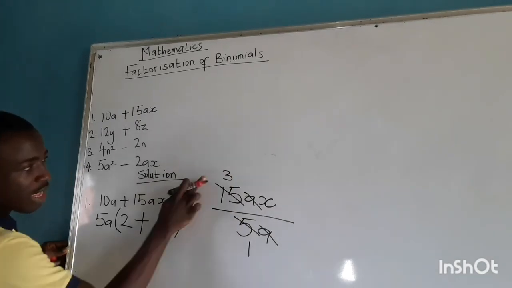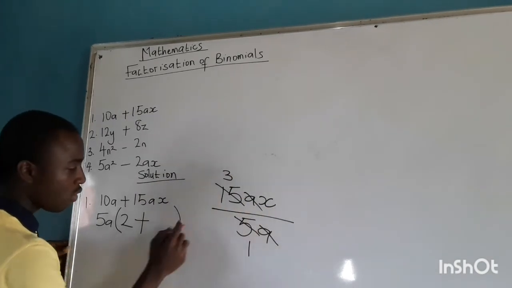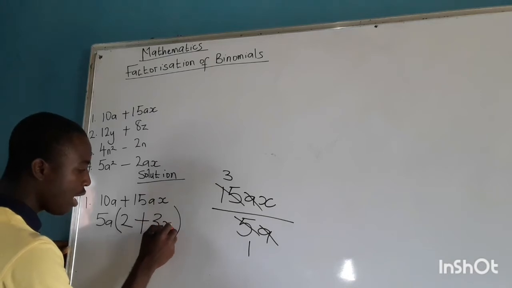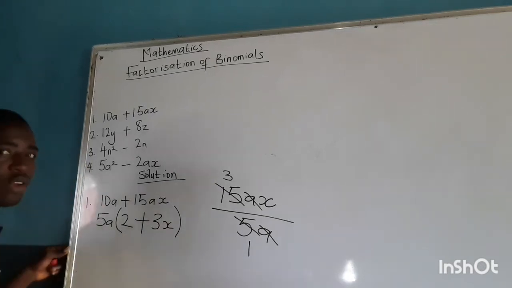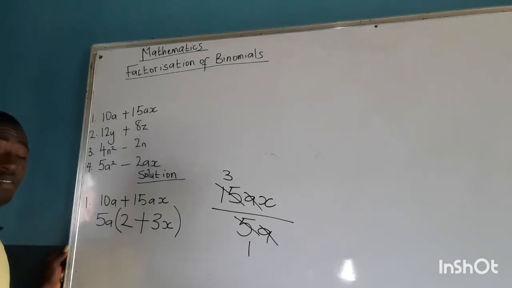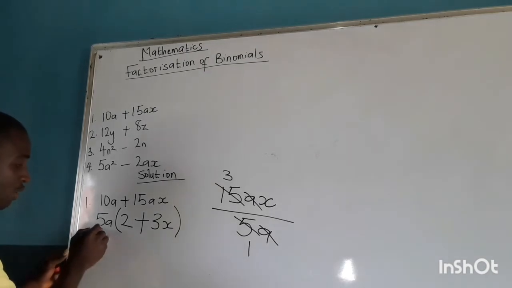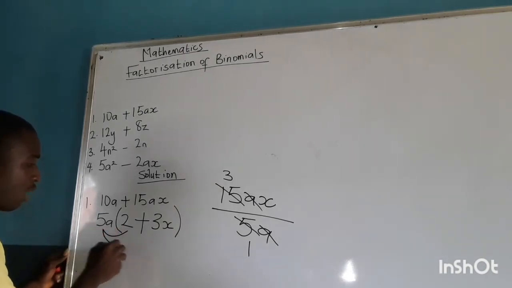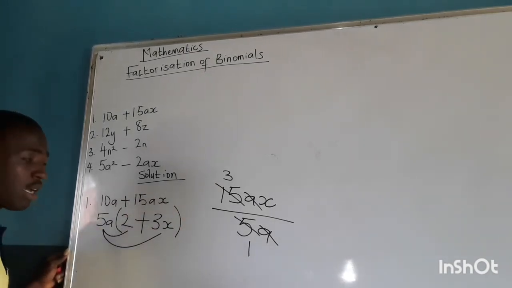So what is the answer? You get 3 and you get x here. So that's 3x. So this is your answer. You have factorized this term here. To get back to your answer, it is very easy. If you remember the step of expansion, like I mentioned, you just carry this one, multiply this one, carry this one, multiply this one. You get these two back.